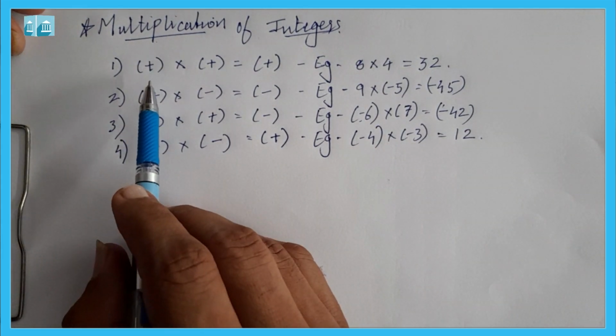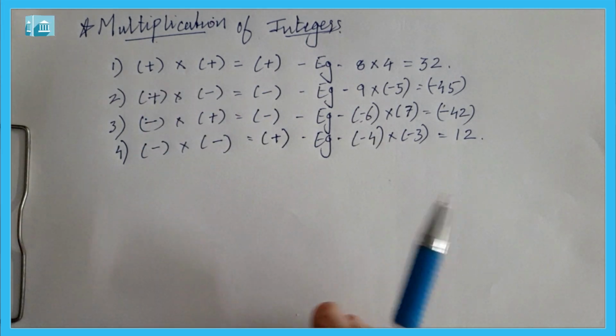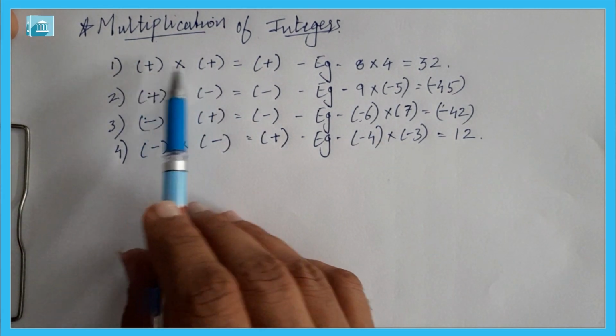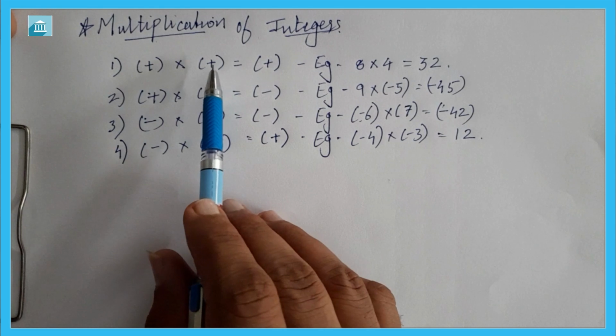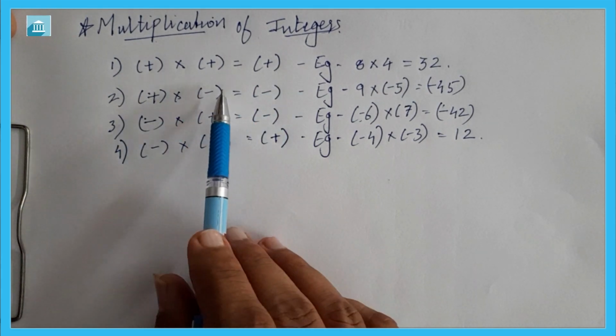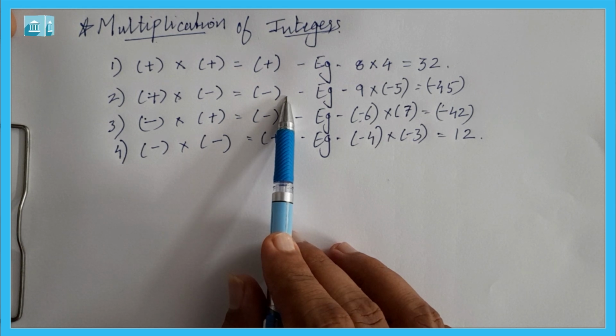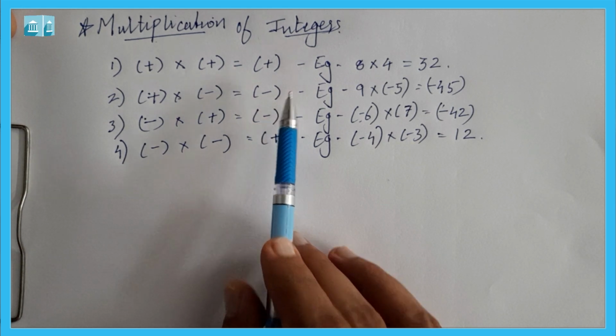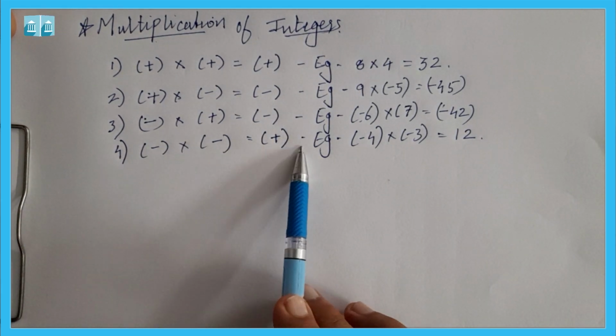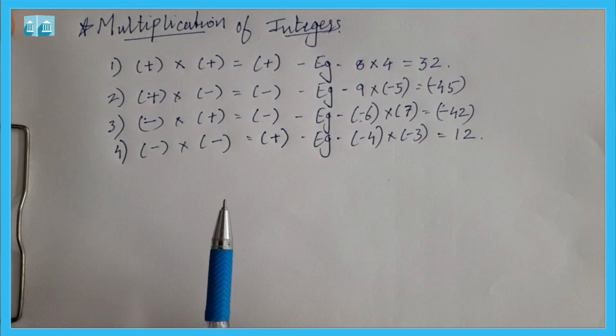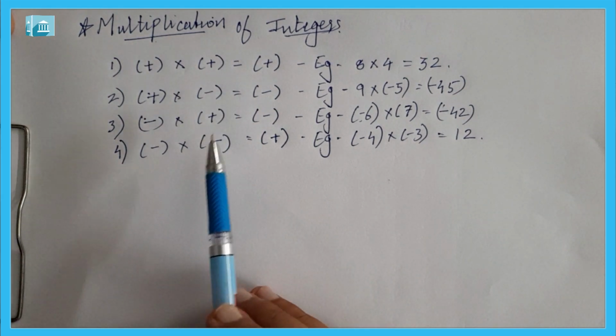So, it is different from addition. In addition, we had done this differently. Positive plus positive is positive. Positive plus negative, we have to see which sign has the greater number. Negative plus negative is negative. But multiplication of integers is different from addition of integers. Don't be confused between these.